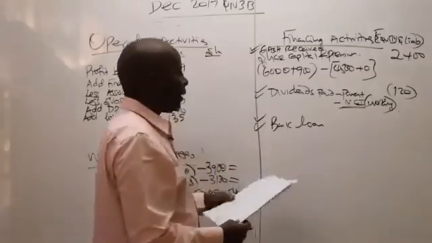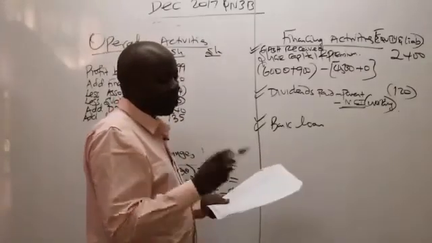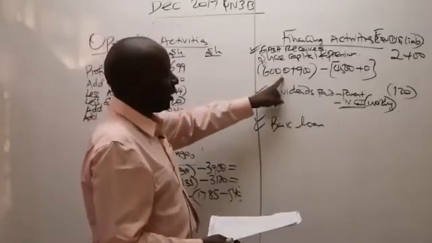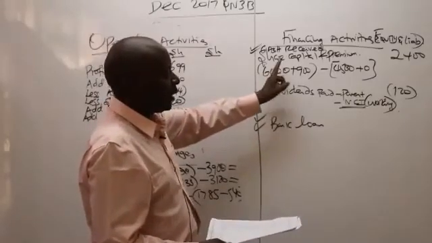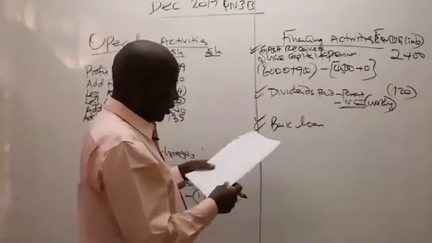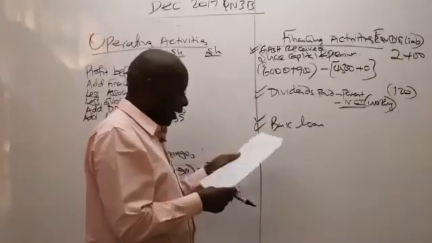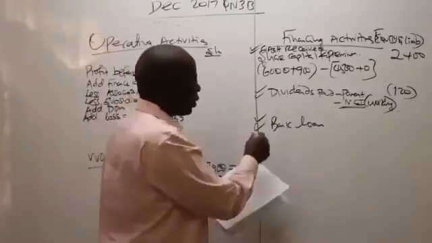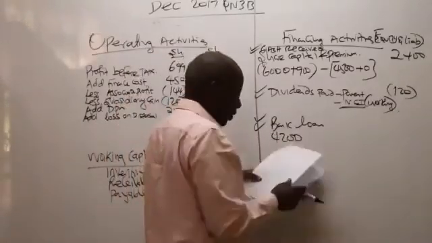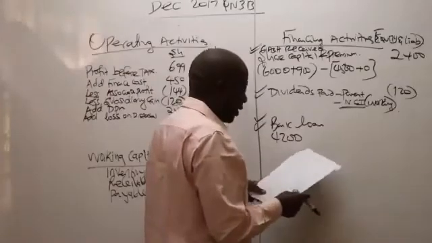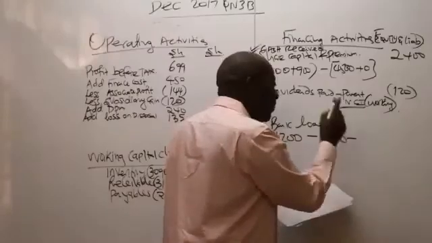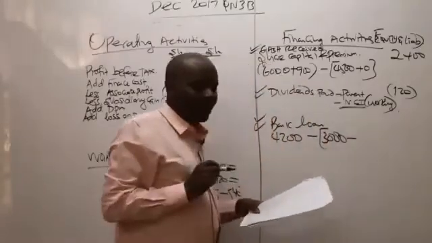Bank loan, it's a liability. So if it's a liability, I must start with the closing, just like equity. Closing figures minus opening figures. The bank loan that I can see here, closing for 2017, was 4,200, minus the opening. Opening is 3,000, but remember, for opening we must make adjustments.